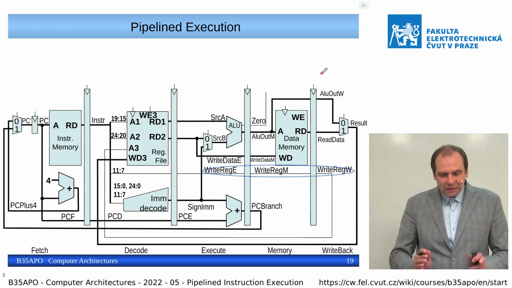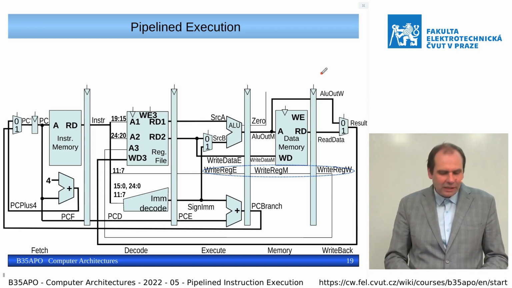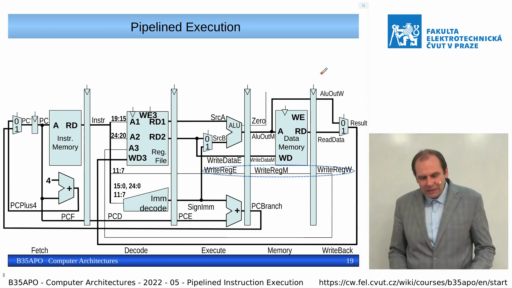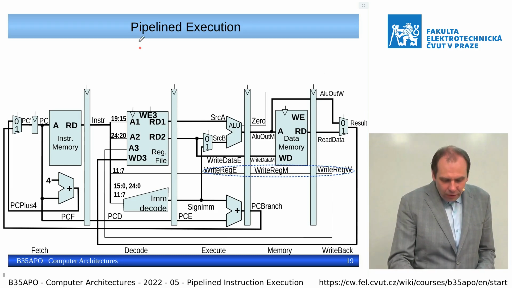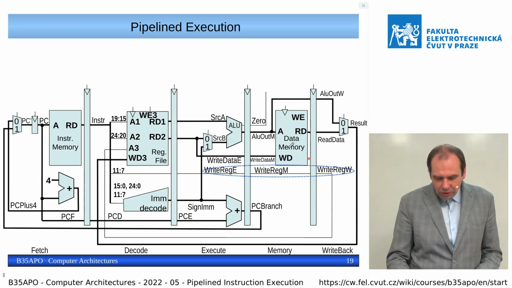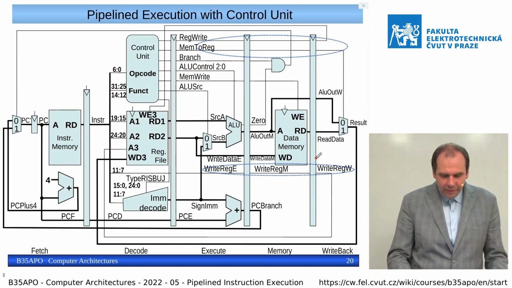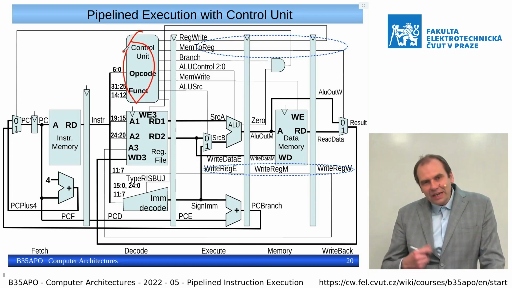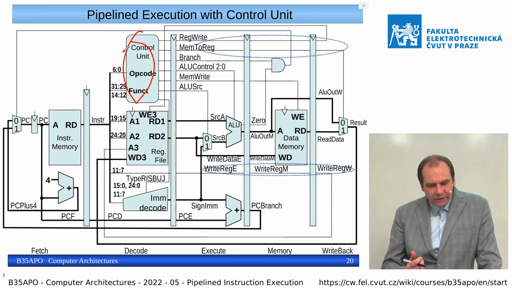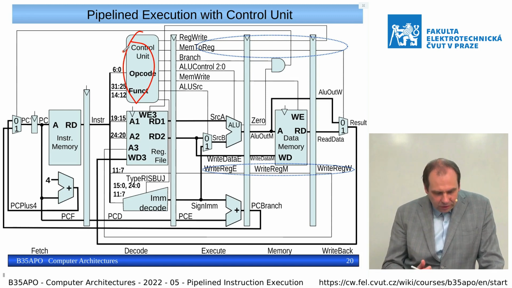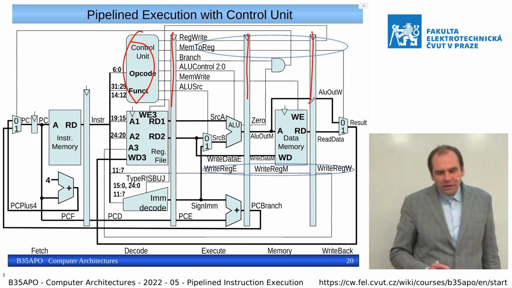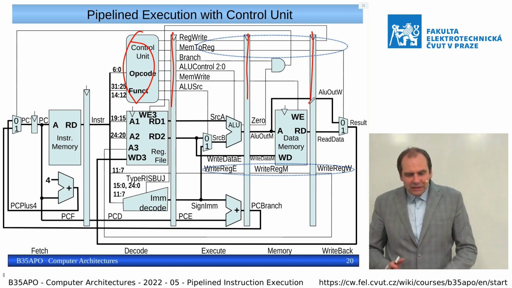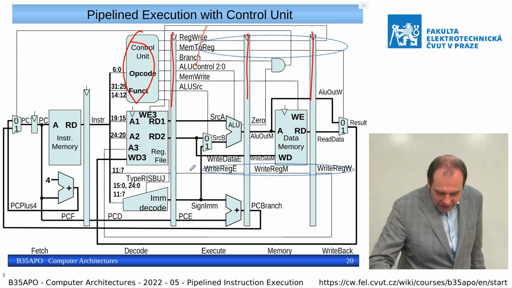Okay, so it is our pipeline design. If there is no interdependency between instructions, then it can work quite well. We need to add logic for decoding the instruction and actual control of the CPU. So we put there a control unit. And it is exactly the same control unit as for the single clock cycle processor. But the actual control signals have to be delayed and passed together with the data for which they are valid.